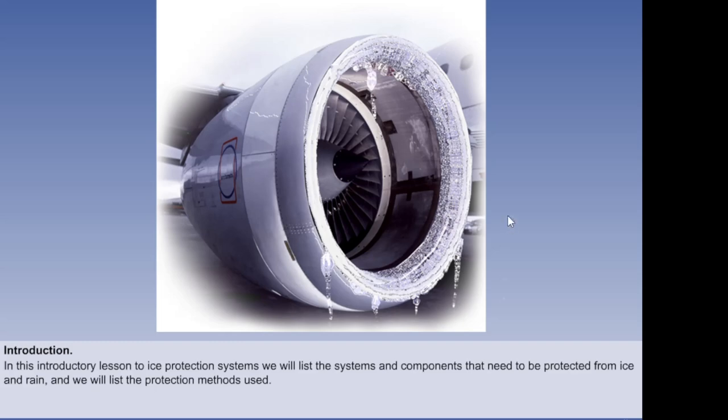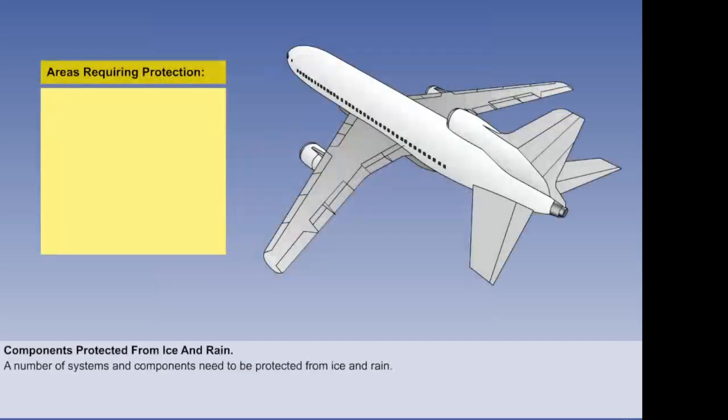In this introductory lesson to ice protection systems, we will list the systems and components that need to be protected from ice and rain, and we will list the protection methods used. In the following lessons, we will discuss the various protection systems in greater detail. The following systems and components need to be protected from ice and rain.